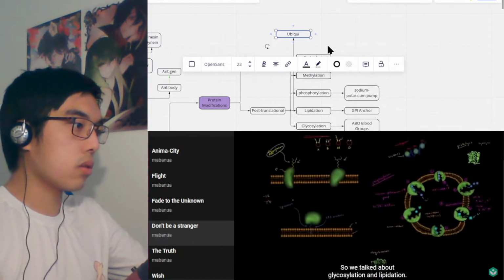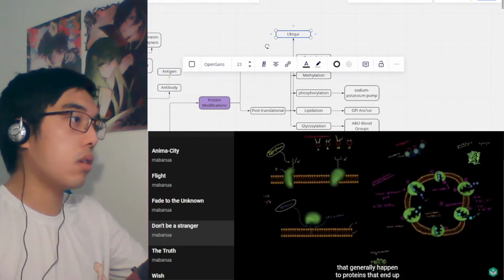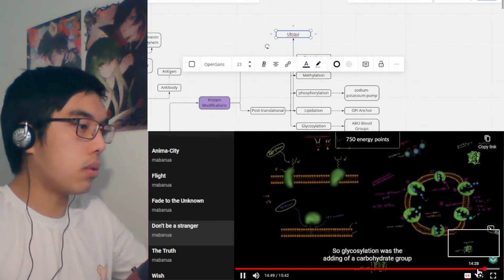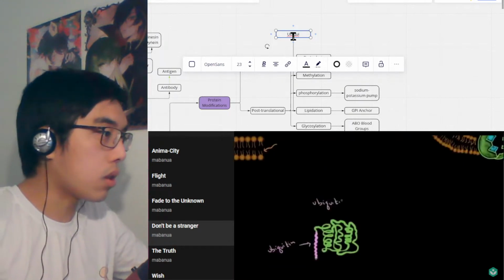Let's just quickly review the post-translational modifications that we discussed. So we talked about glycosylation and lipidation. Those are 2 protein modifications that generally happen to proteins that end up being embedded in the cell membrane.